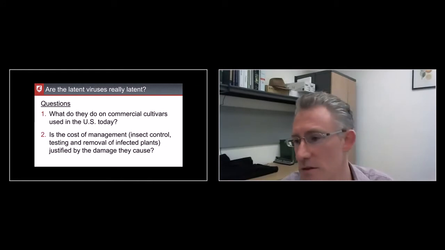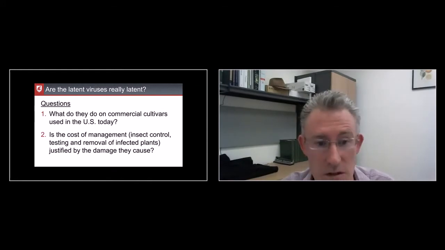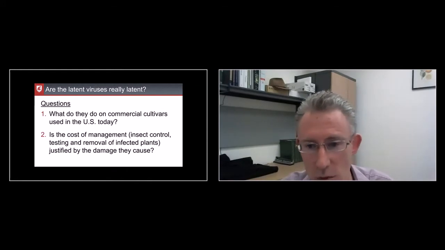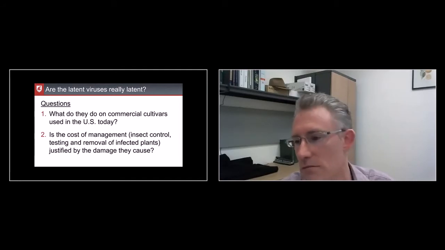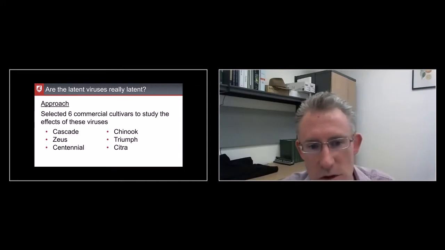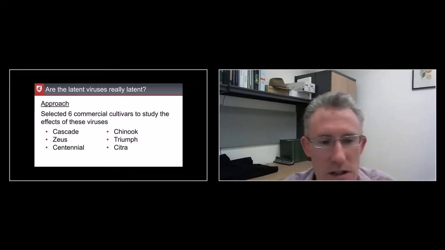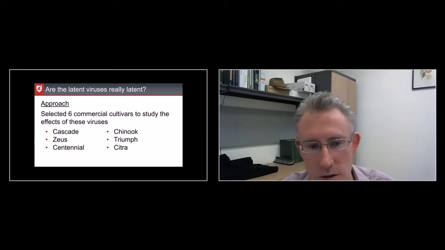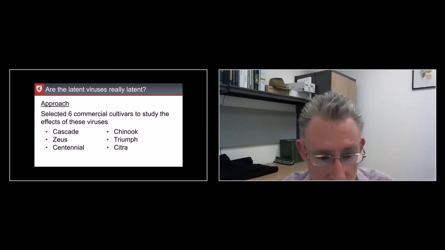So we have two questions that we're looking at in this study. One is, first and foremost, what do they do on common commercial cultivars? And then, given the damage that they cause, or what damage we find that they cause, what management is necessary for them? So the approach for this project was, consulting with industry, we selected 6 commercial cultivars to study the effects of these viruses, these being Cascade, Chinook, Citra, Zeus, Triumph, and Citra.